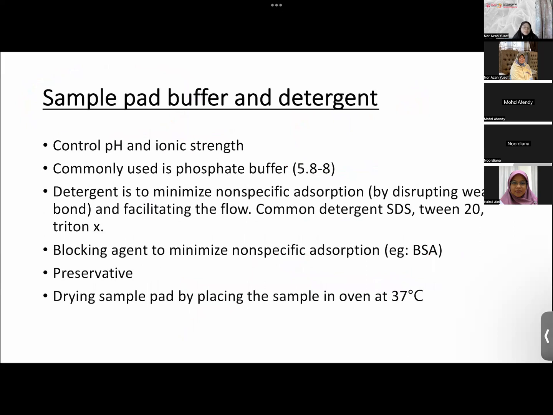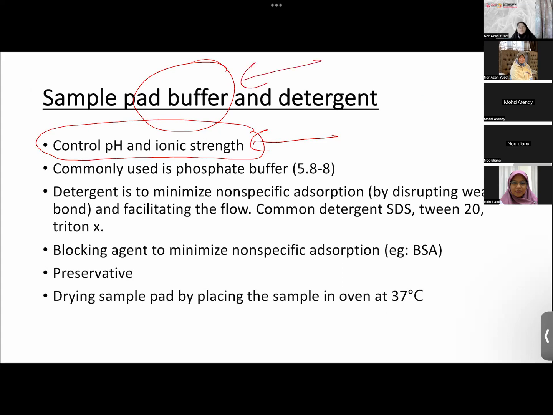Then you need to think about the buffer, because the buffer will control the pH and ionic strength. The formation, how strong the interaction between the antigen, the analyte or the target in your sample with the conjugated antibody, aptamer or whatsoever, depends strongly on the pH as well as the ionic strength. So you need to use a suitable buffer. This one also has to be optimized. Usually we use phosphate buffer, acetate buffer, within a pH range where we do not want to destroy the bioreceptor. So make sure that it is not too acidic, not too alkaline.